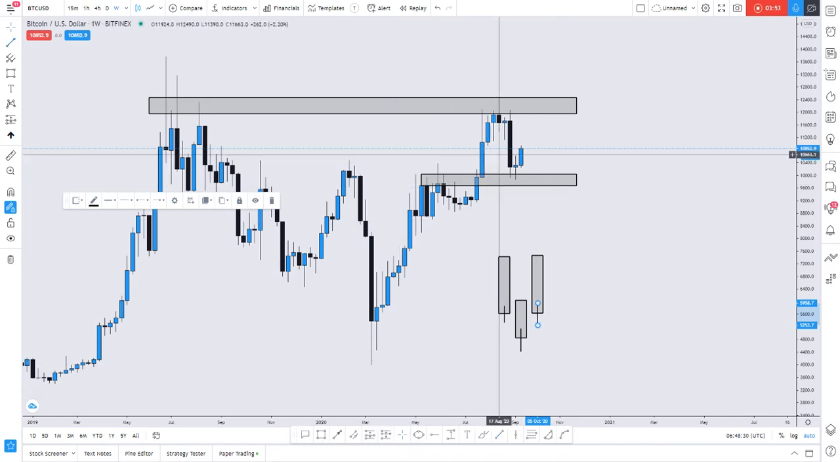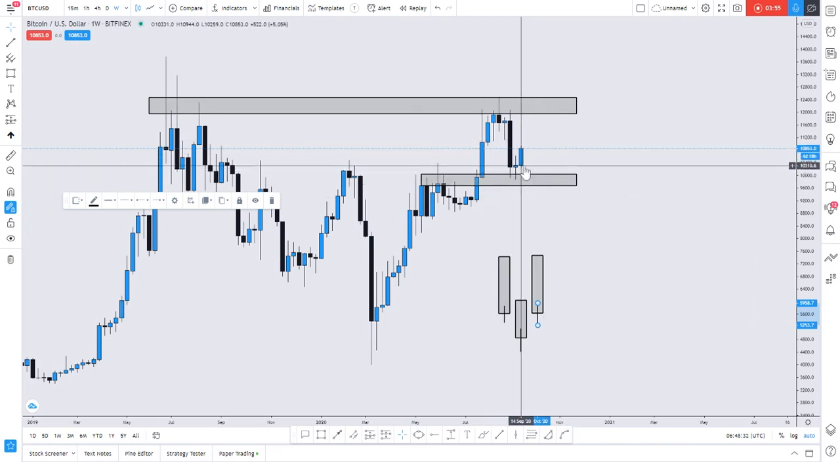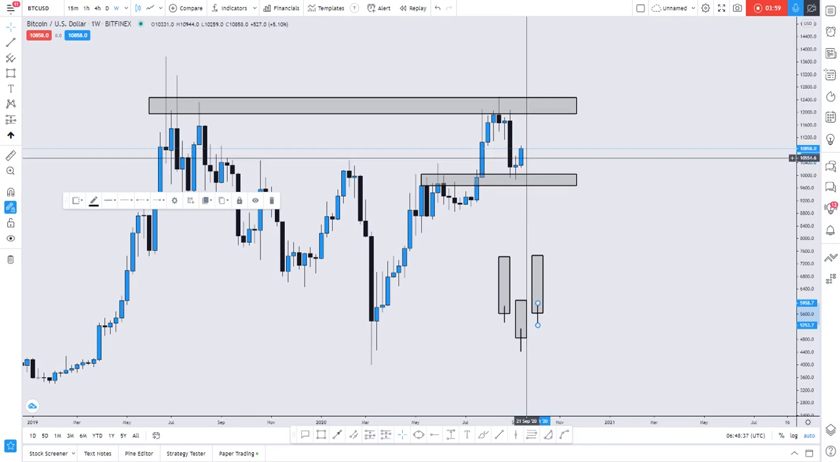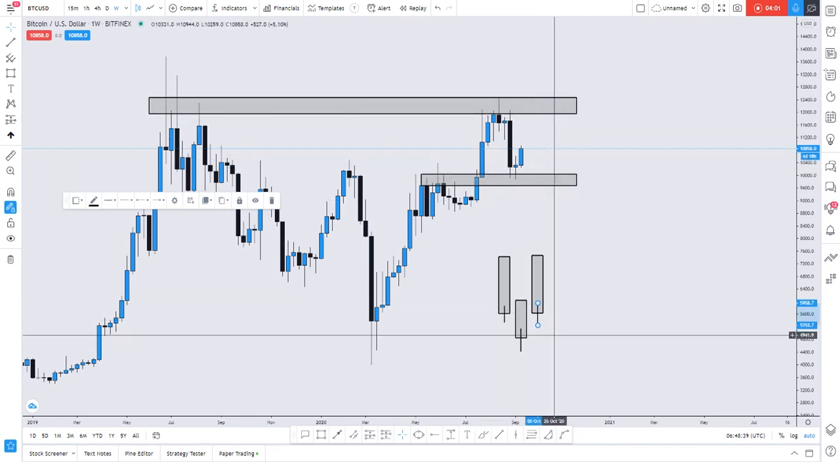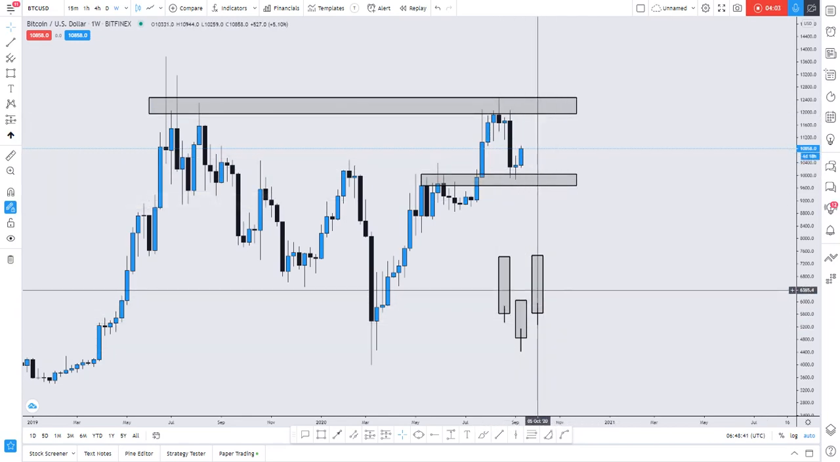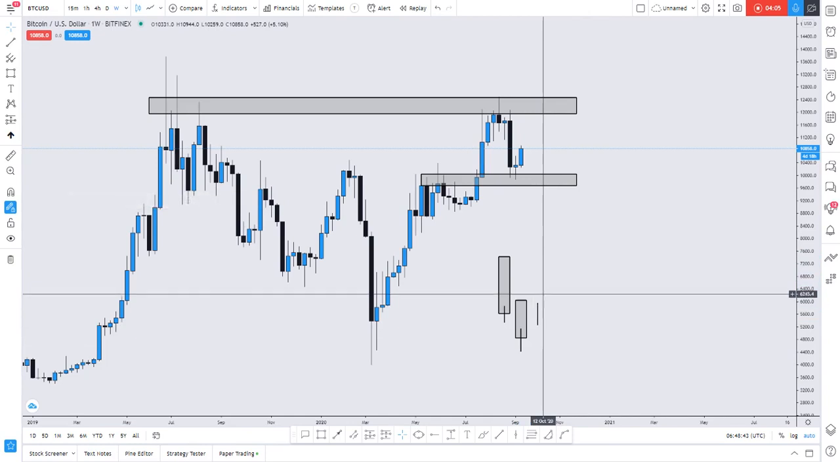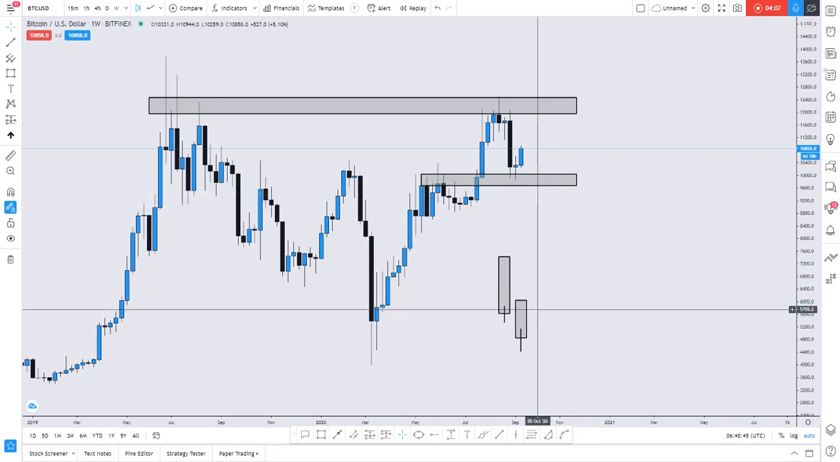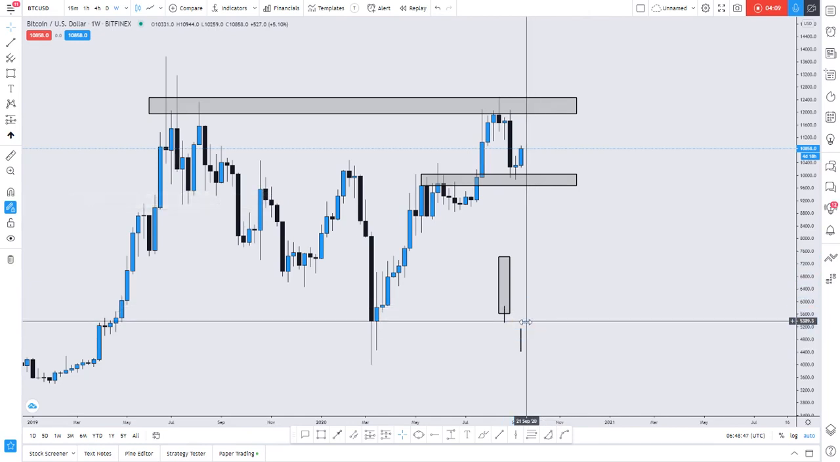Looking at it closely, this is a three pin pattern only if this weekly candle closes the way it is, or moves higher and closes that way. Then we will consider it a three pin pattern. So I can take this off, then we go to the next time frame, which is the daily time frame.